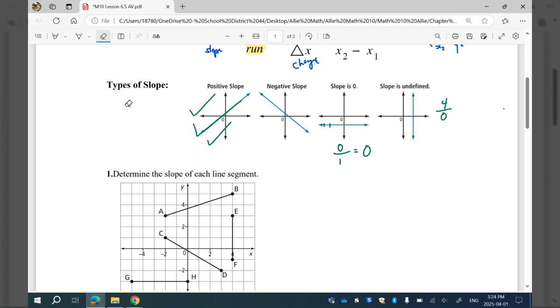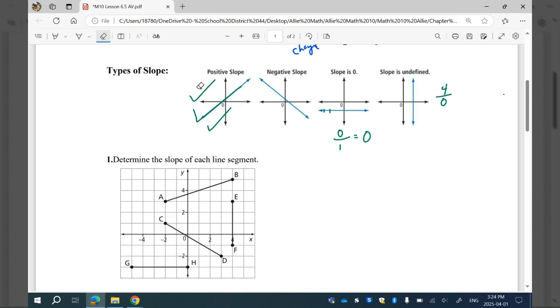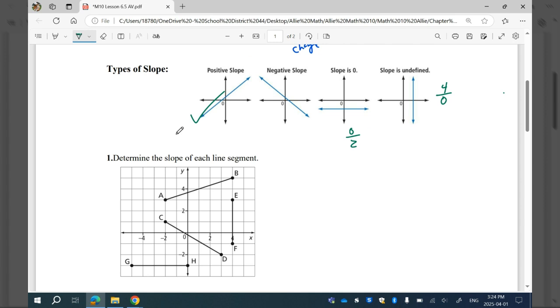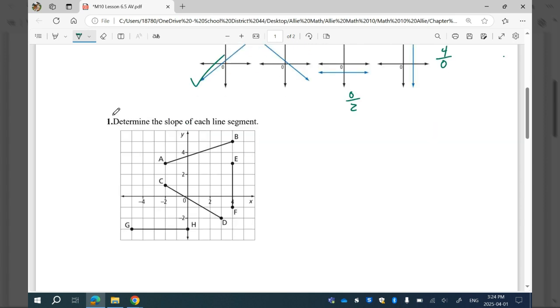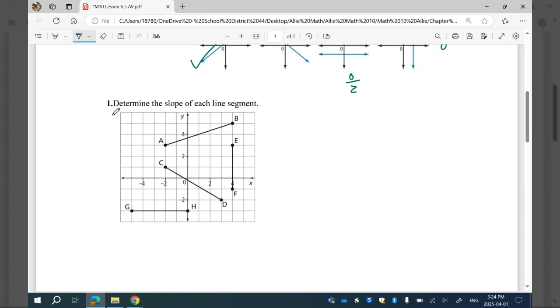So think about that. I think the best way for me personally to remember the positive slope is to say that it acts like a check mark, and the negative slope doesn't. That's, I think, the best way for me to do it like that, for example. So for number one, determine the slope of each line segment.